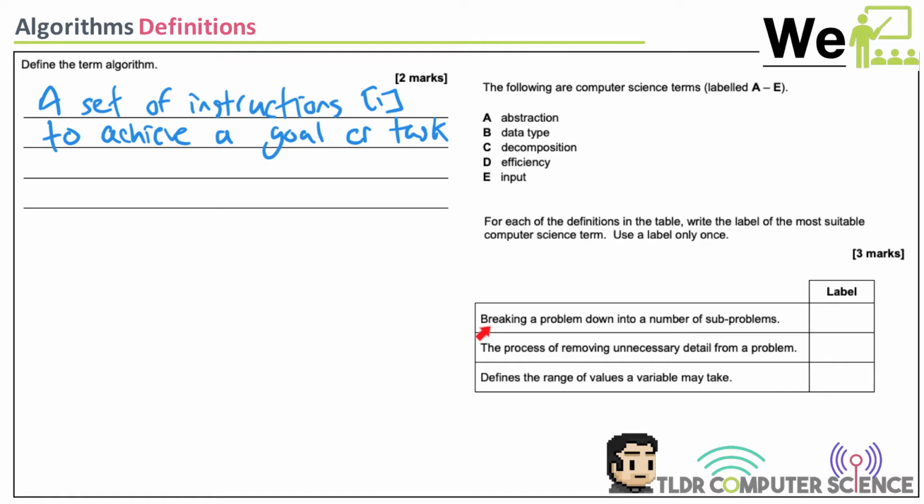So, breaking a problem down into a number of smaller subproblems, that was C, that's decomposition. The process of removing unnecessary detail from a problem, A, that's abstraction. And then finally, defines the range of values a variable may take, is what, sorry Matt? B. Yeah, it's B, because it's saying that sometimes it could be an integer, sometimes it's something else.